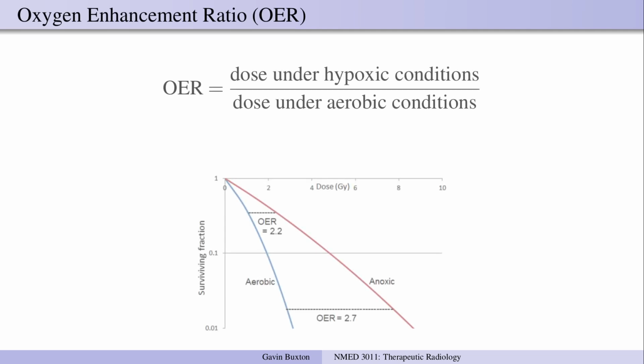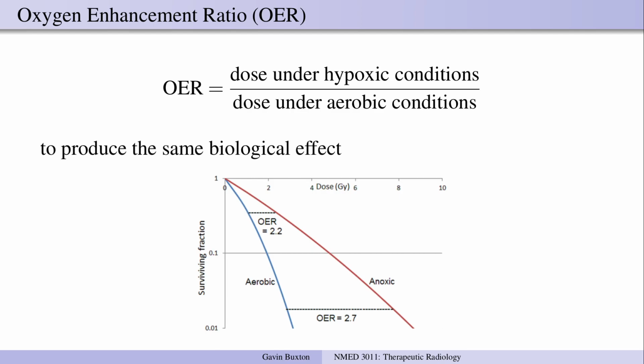Let's go back and look at the oxygen enhancement ratio. The oxygen enhancement ratio is defined as the dose of radiation that produces a given biological response in the absence of oxygen divided by the dose of radiation that produces the same biological response in the presence of oxygen. This varies with dose and can be seen in the survival curves for aerobic or oxygenated and anoxic or oxygenless systems.